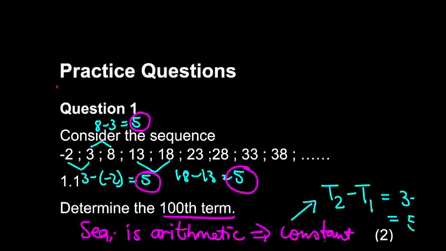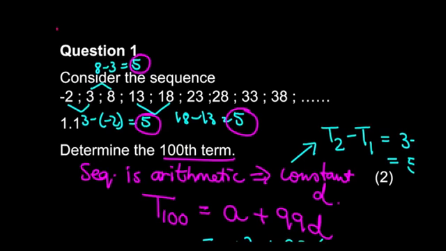So what the sequence is telling me is that this is 1, 2, 3, 4, 5, 6, 7, 8, 9. This is T9. So if I keep going all the way to T100, I'm going to find that the 100th term has a value of 495.